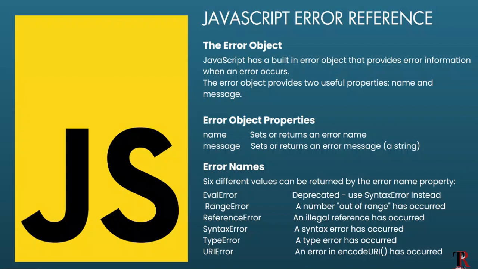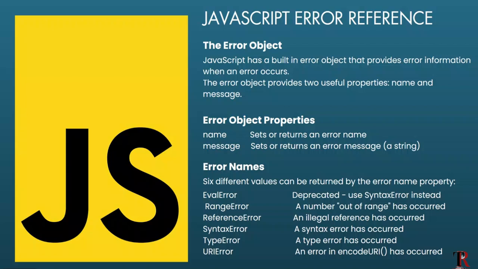Now, these properties return an error name and also an error message. Usually, the error message is in the form of a string so that you can read it and interpret it in a technical way that will allow you to go back into your code and fix which part of that code is broken or is not in alignment with what JavaScript itself expects.